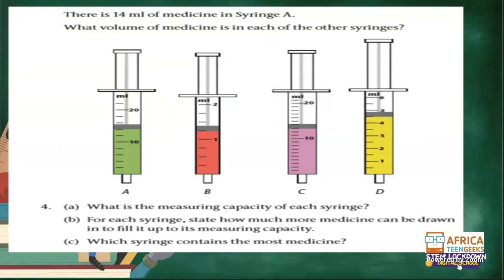So how are we going to get to know that? We know that for syringe A, we have about 14 milliliters, right? We have about 14 milliliters. All right.